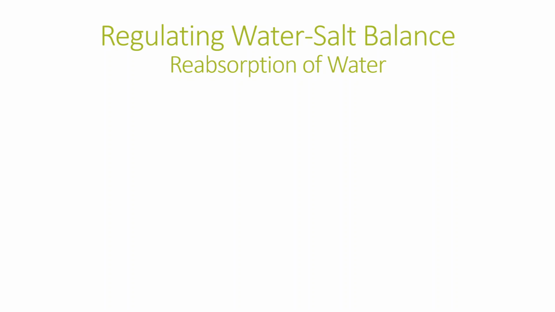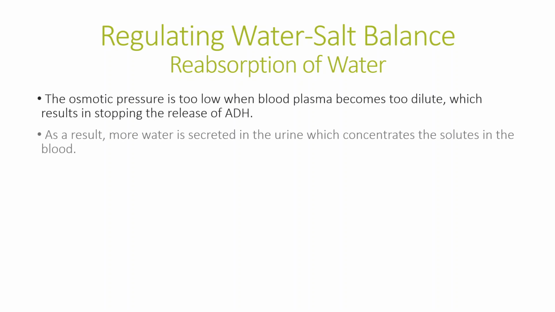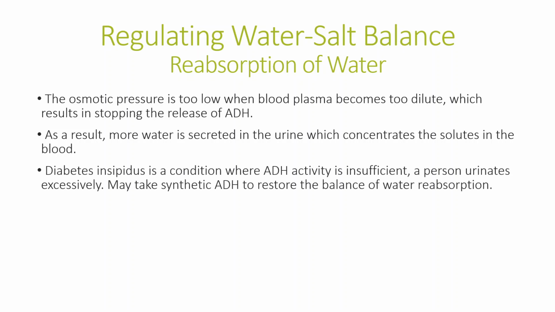In another case, if the blood plasma is too dilute, meaning the osmotic pressure is too low, the osmotic receptors in the hypothalamus stop or prevent the release of ADH. As a result, the distal tubule and the collecting duct become less permeable to water, which allows more water to be excreted in the urine and concentrates the solutes in the blood. The osmotic pressure of the plasma and tissue fluids rises to normal.